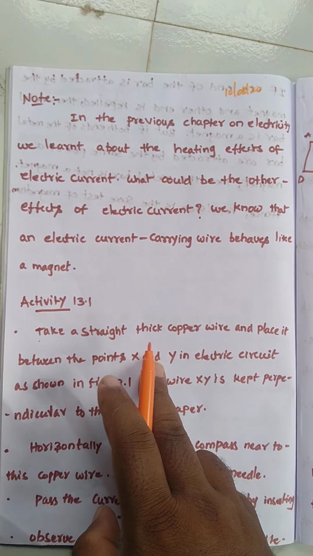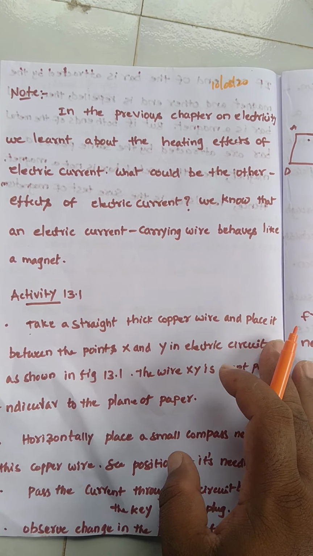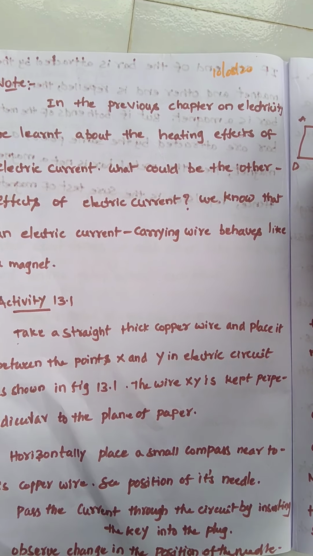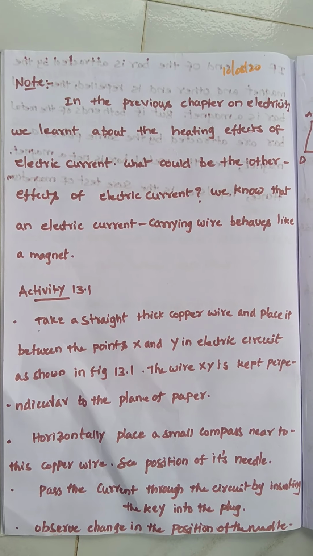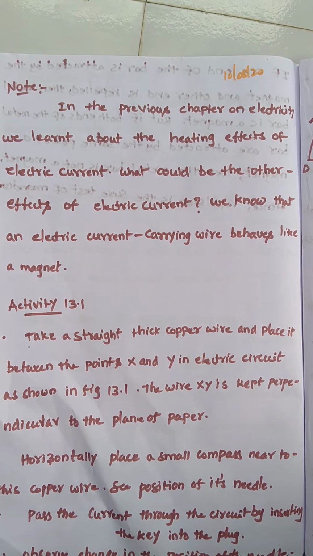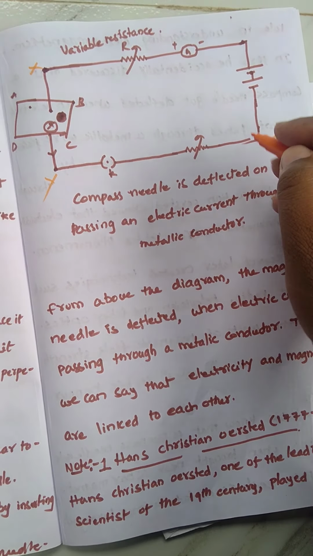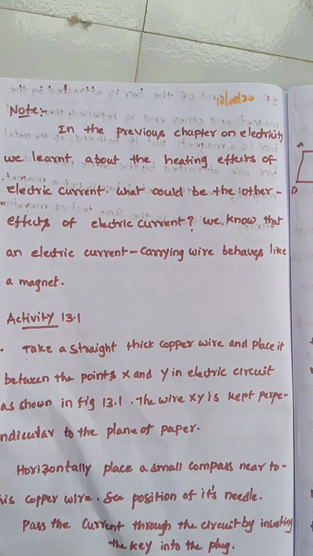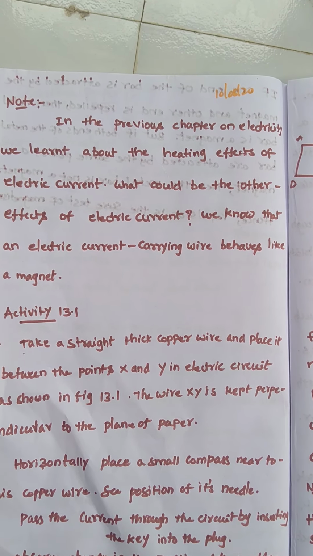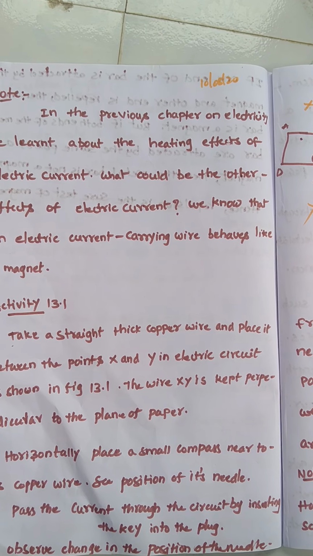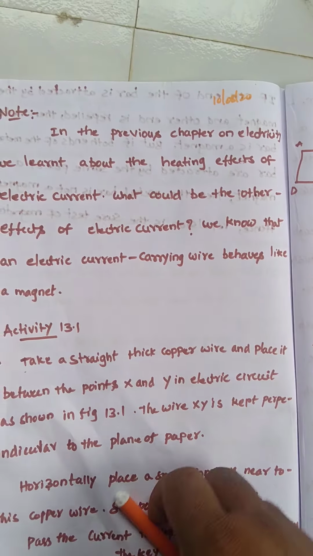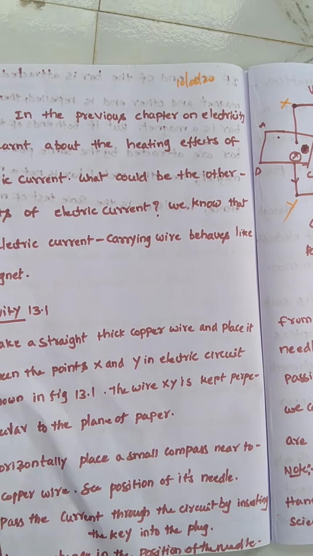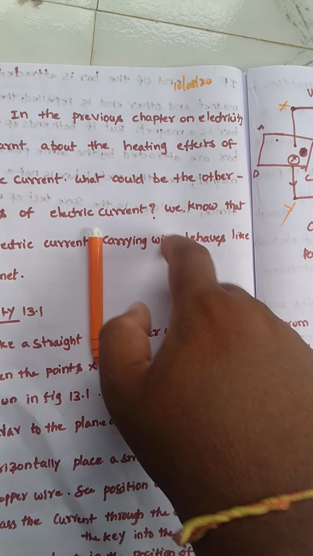For example, if you take a straight thick copper wire and place it between X and Y in an electric circuit, as shown in figure 13.1, we will discuss that figure. The wire XY is kept perpendicular to the plane of the paper. If you take that wire and a paper, you can keep the wire perpendicular to the plane of the paper, right? For example, if the paper is like this and you keep the wire like this, then the wire is perpendicular to the paper, right?